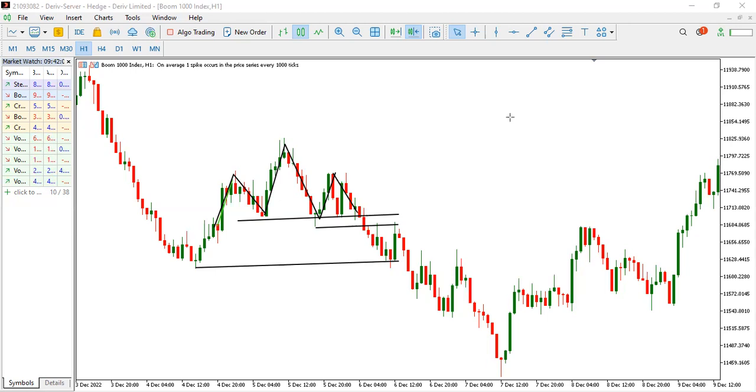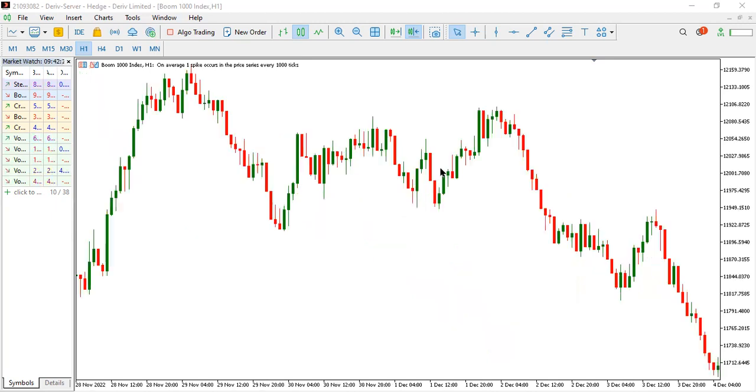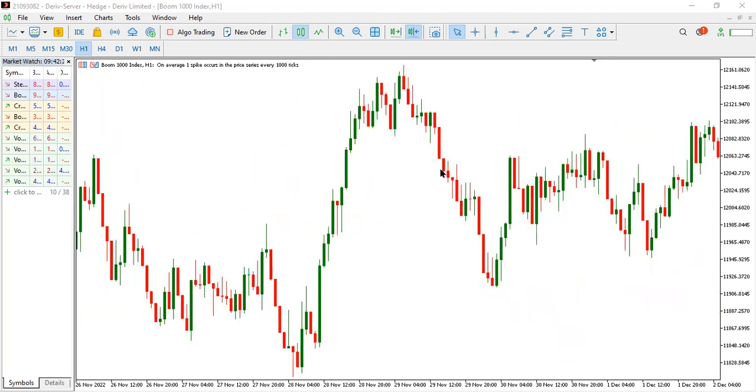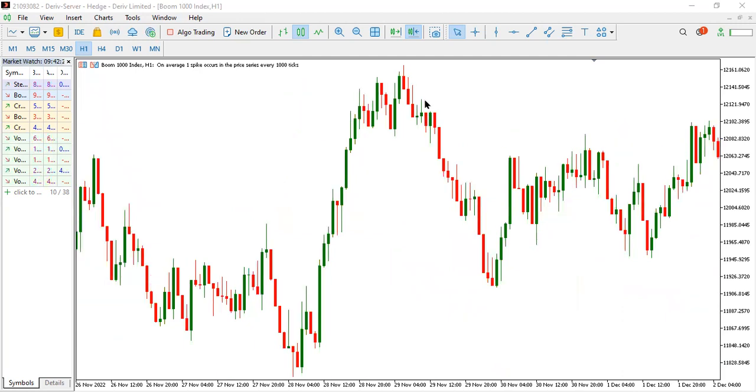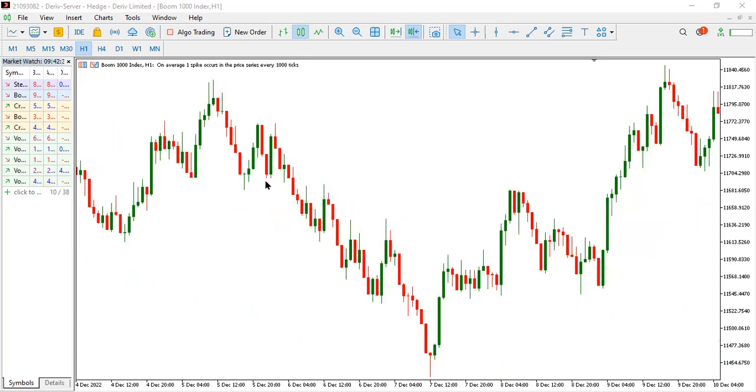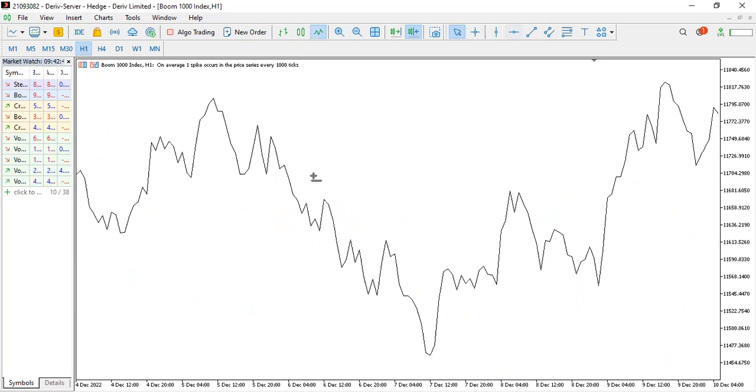Let's try and go back and see if we'll be able to get another one. Almost even created. Before that, remember, if you're going to take a trade on the neckline, this is where our neckline is. This is where we're going to take a trade, right?